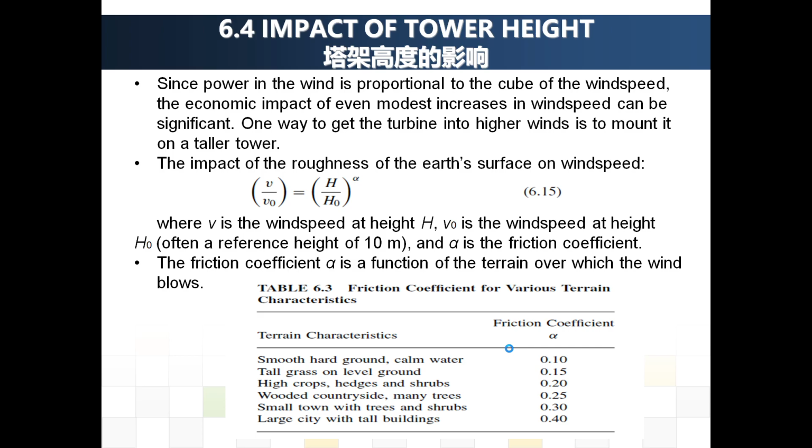If the terrain characteristic is a smooth, hard ground or calm water, the friction coefficient alpha is equal to 0.10. If the terrain is tall grass on level ground, the friction coefficient is 0.15. If terrain is high crops, hedges, and shrubs, the friction coefficient is about 0.20.